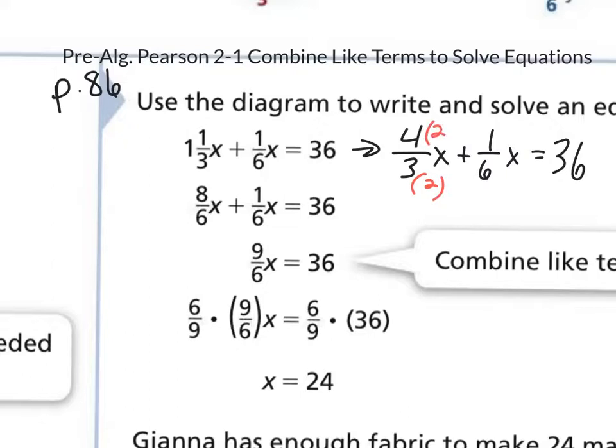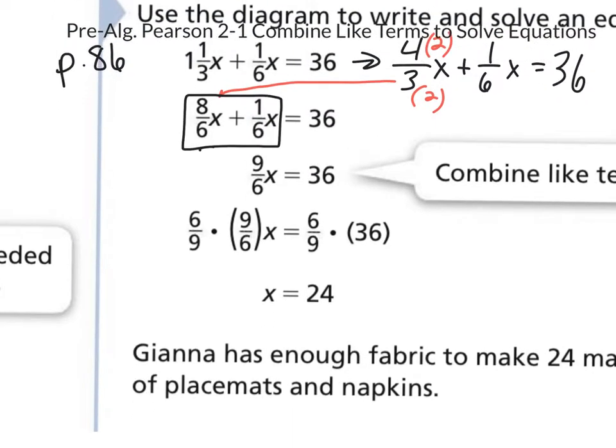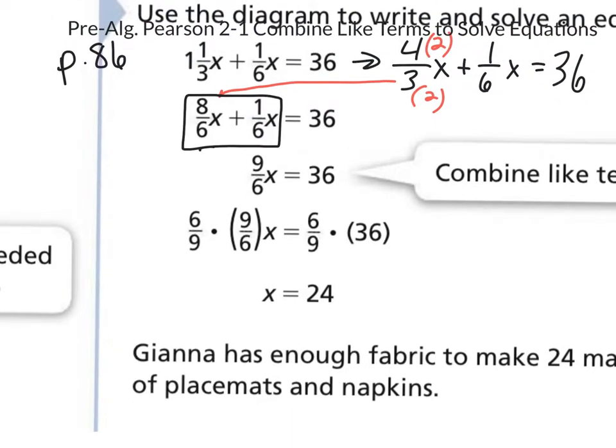So we multiply numerator and denominator both by 2. That's how they got that 8/6 X. At that point, these are like terms we can combine together. That would be 9/6 X. And then the book's doing something a little bit different here. You have two options at this point. What they're doing is multiplying by the reciprocal.